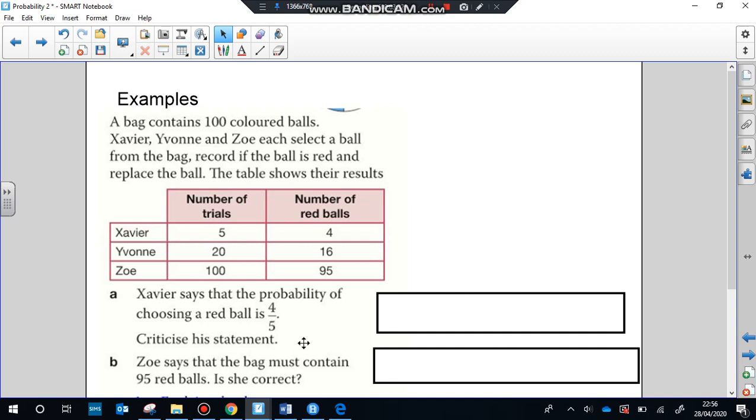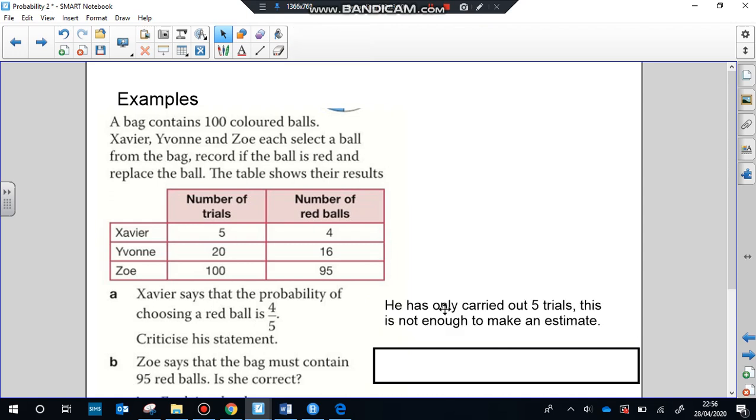Okay, criticise his statement. All right, so if you remember the last thing I said on the previous page, the more experiments performed, the better our probability. Well, the problem here is 5 experiments is never going to be enough to get a good estimate. So because he's only carried out 5 trials, this is not enough to make an estimate. Okay, so that's the answer to that one. We're looking for lots of trials.